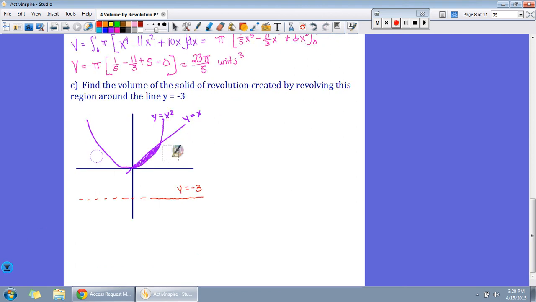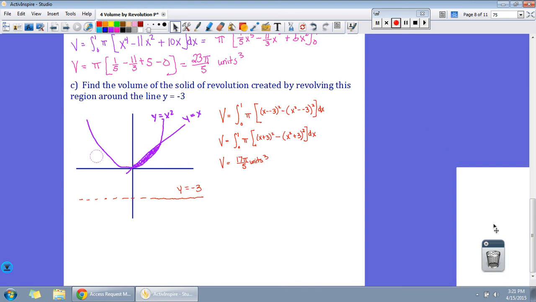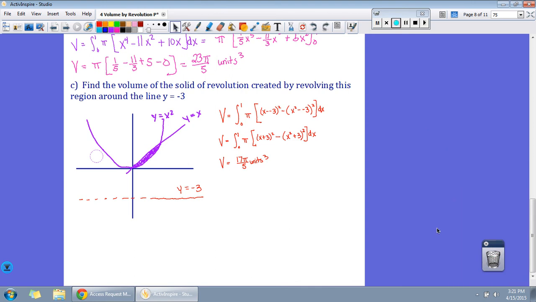And then our final example, we have the line y equals -3. If you're trying to do this on your own, go ahead and press pause and try to solve this one and see if you get the same answer as me. You should get 17 pi over 5 units cubed.